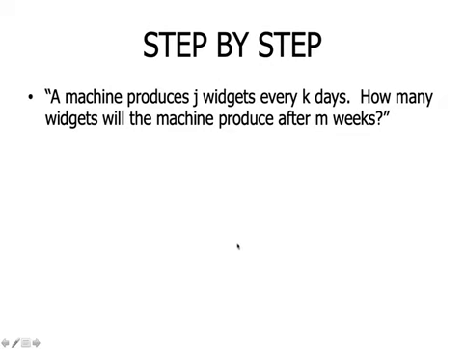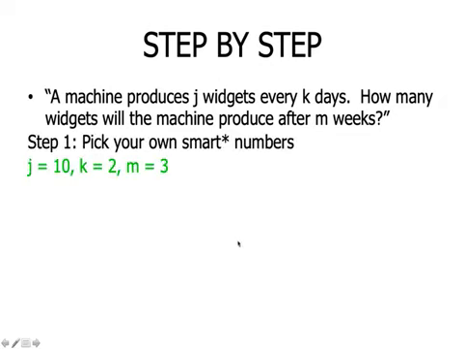So step one is pick your own smart numbers. What do I mean by smart numbers? Well, we'll talk about that in a little bit. Some numbers are better to pick than others. But for now, we'll just say pick any number you want. Let's say that j equals 10, k equals 2, and m equals 3. So from now on in the problem, these are concrete. The machine produces 10 widgets every 2 days. So how many widgets will the machine produce in 3 weeks?